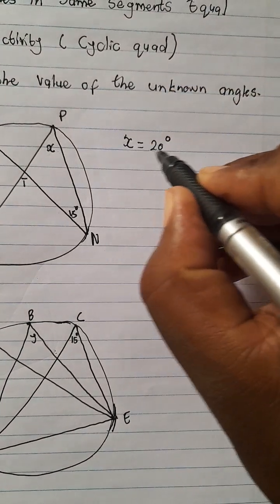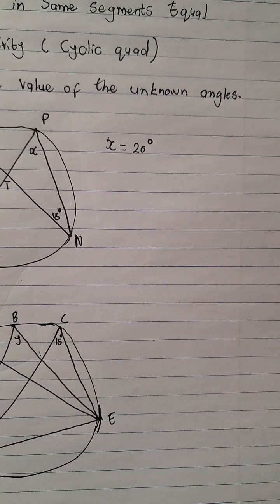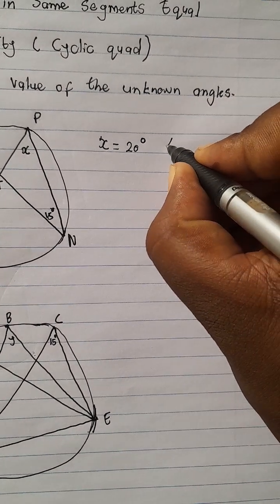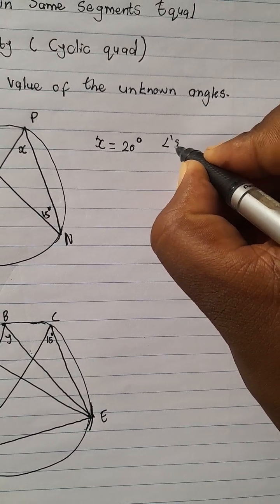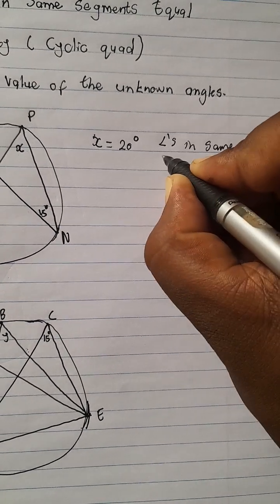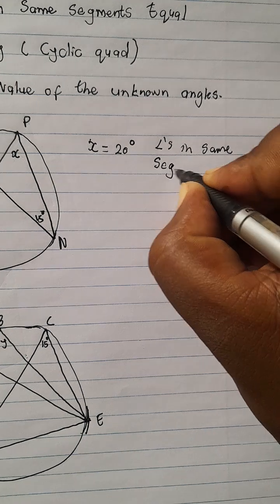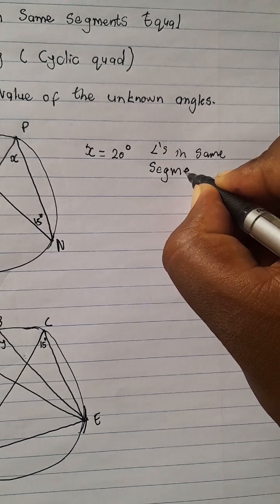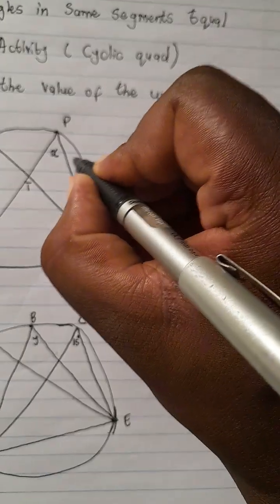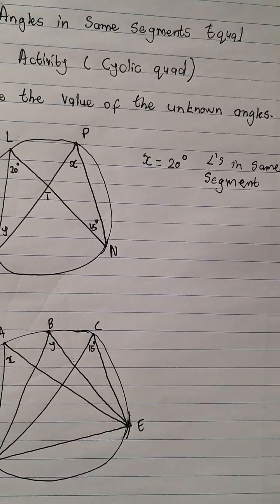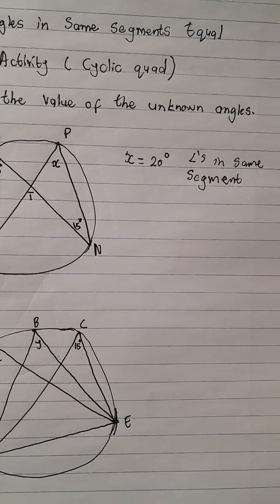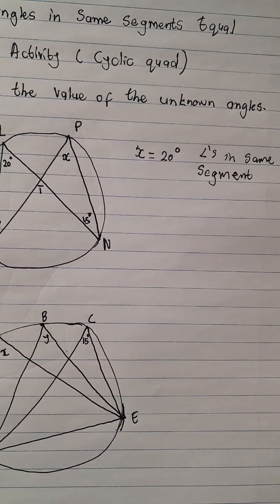So we said that X is 20 degrees, so it must be supported by the reason. So the reason will be angles in the same segment. Here we also have 20 degrees, just as at L we have 20 degrees. These are both angles that are in the same segment.